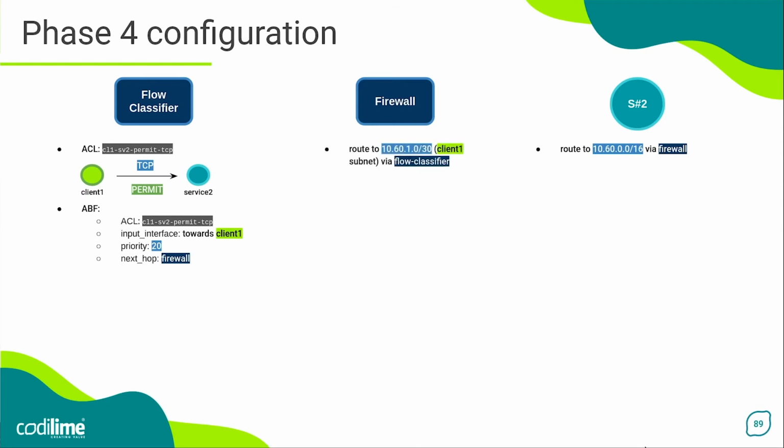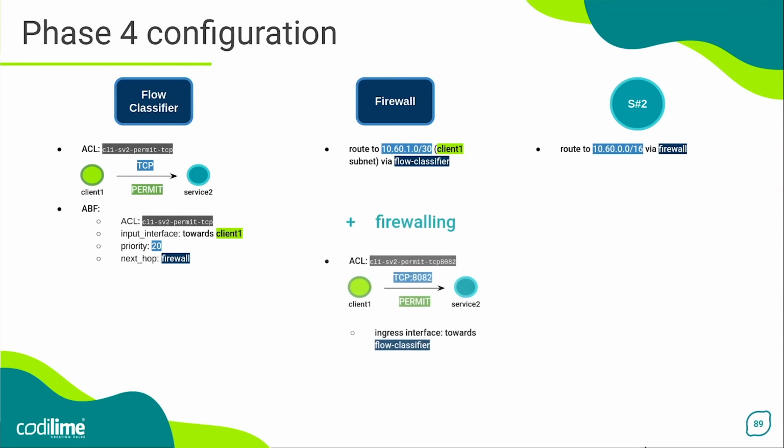On the firewall, we add a route to the client 1 IP address 10.60.1.0/30 via the flow classifier. Then we turn on the firewall.